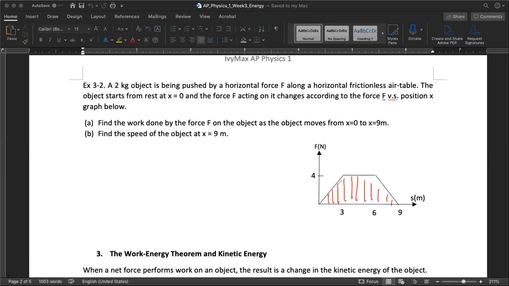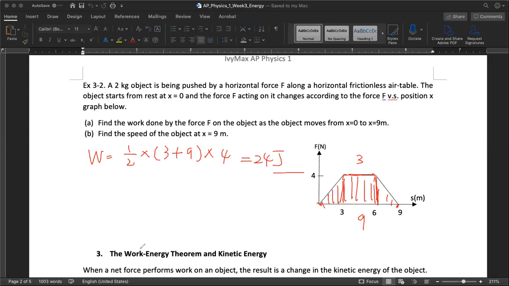For the trapezoid, the upper base, from 3 to 6, will be 3. And from here to here, the bottom is 9. The area of the trapezoid is half times 3 plus 9 and 4, where 4 is the height, right? I believe it's 24 joule. Yeah, just that simple. Find the area of that trapezoid. Next, find the speed of the object at x equal to 9 meters. How do you do that?